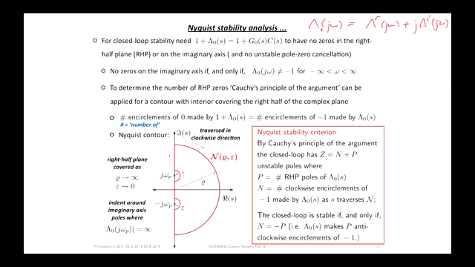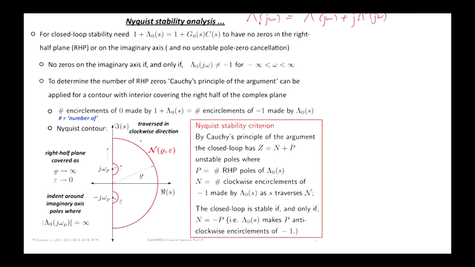So let's think about how the phase might change as we go around a pole of the open loop transfer function on the imaginary axis.